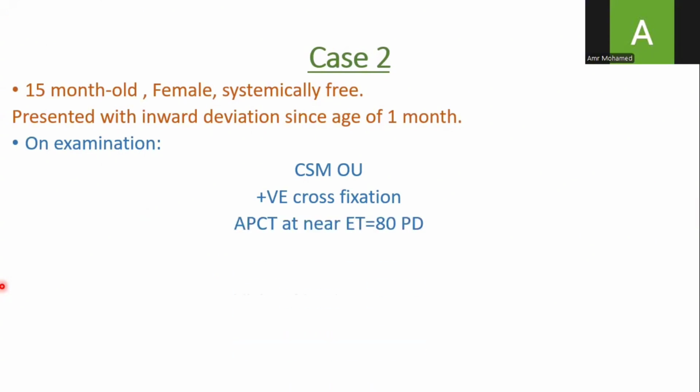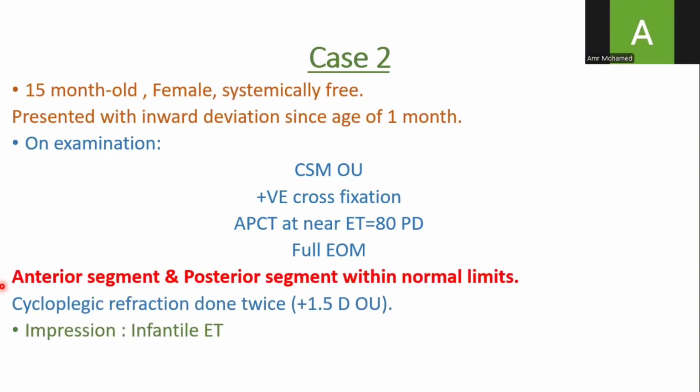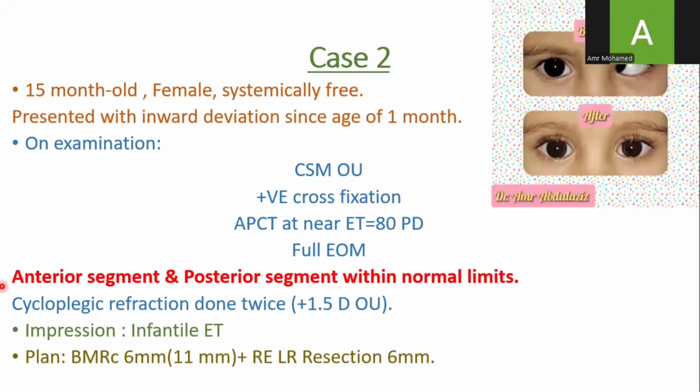Alternate prism cover test at near showed 80 prism diopter esotropia, a large angle esotropia. Full extraocular motility, and anterior and posterior segment examination were within normal limits. Cycloplegic refraction done twice revealed only +1.5 diopter, which is insignificant. Impression: large infantile esotropia, and the plan here is bilateral medial rectus recession of 6 millimeters with right eye lateral rectus resection of 6 millimeters. I hope this small lecture was beneficial, and thank you so much.